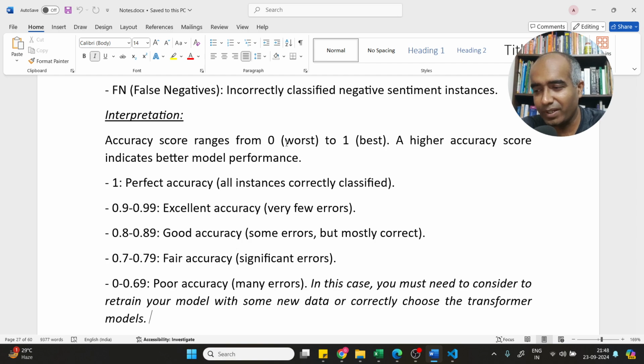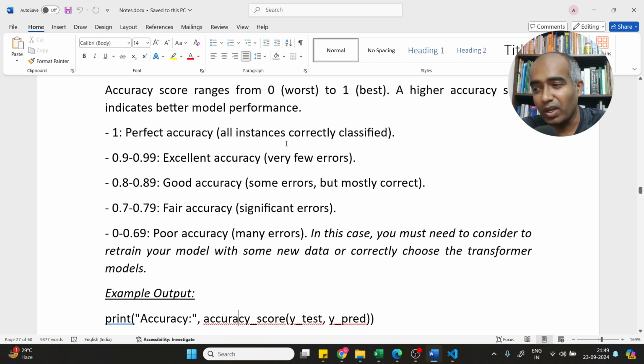Then comes 0 to 0.69. It has performed very poorly, with many errors. In this case, you must consider retraining your model with some new data or correctly choosing the transformer model. Maybe the transformer you have chosen for transforming the data is not correct, so you may need to use some other transformer. But whatever transformers we have used for sentiment analysis are sufficient for us to go through it and get the correct results.